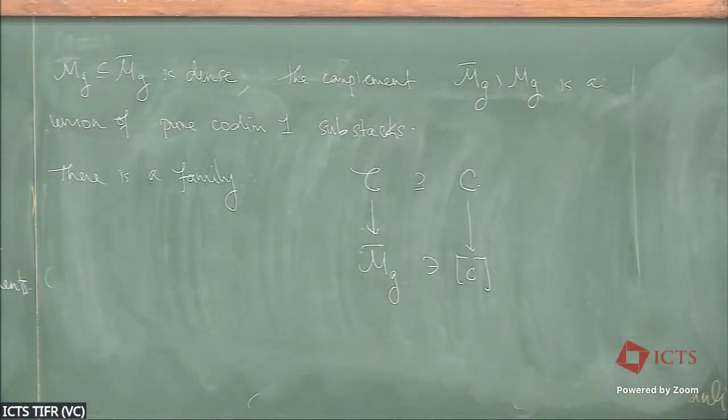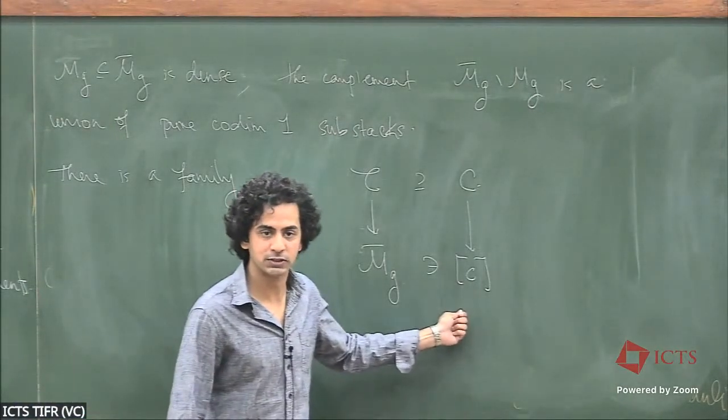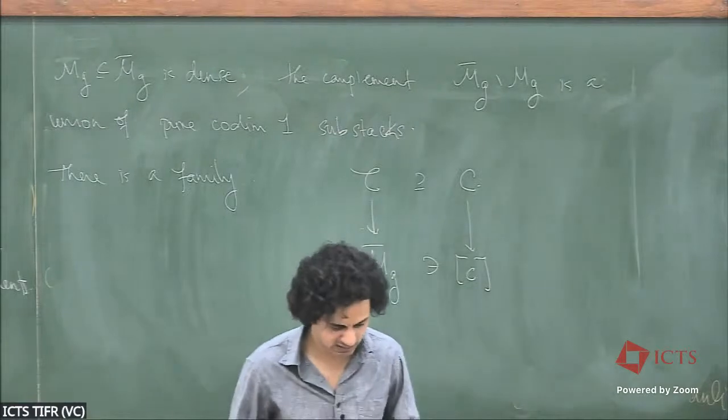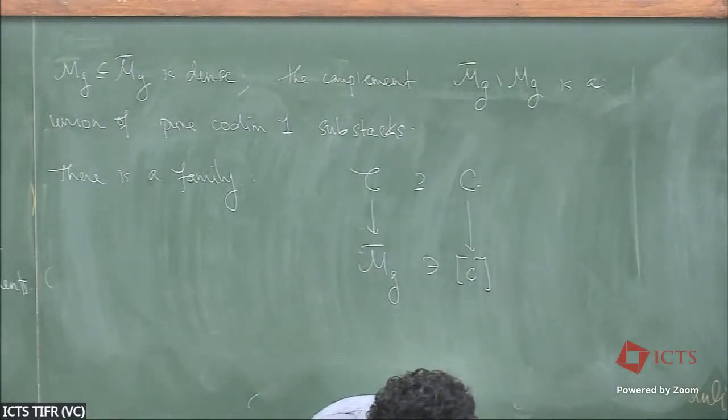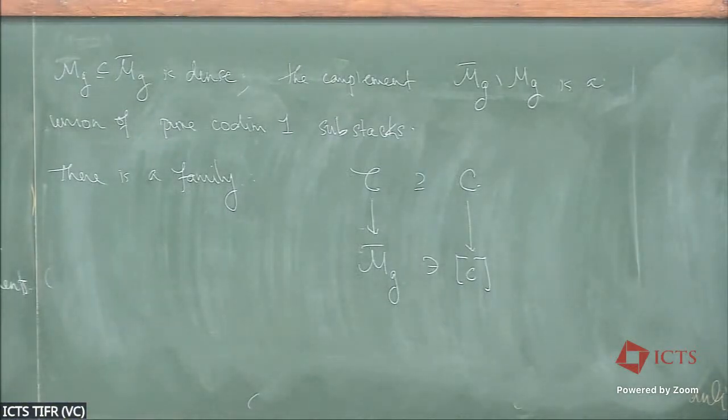Okay, so this is meant to be the thing that parameterizes all stable genus G curves. And so in particular, over a point corresponding to a genus G curve, it should be that genus G curve. This is our main character.